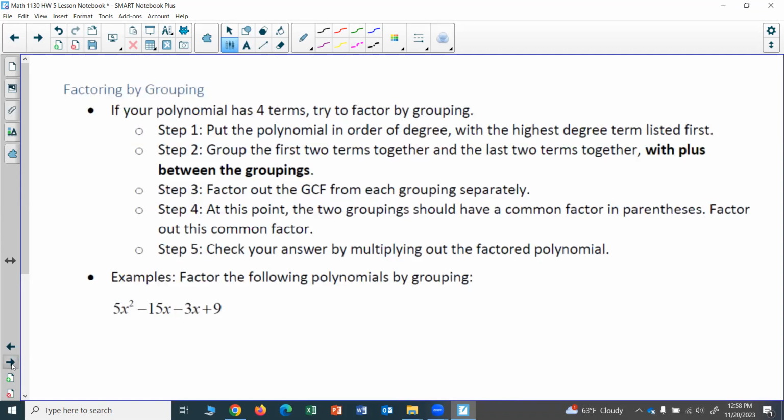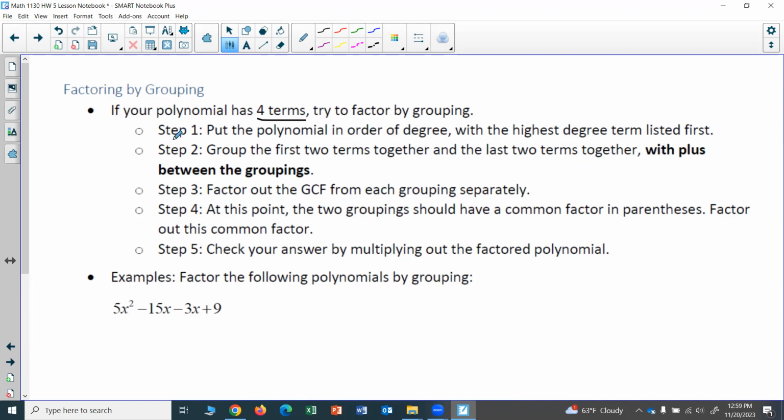Now we're going to look at factoring by grouping. The reason we're looking at this in conjunction with the GCF is because we do a lot of factoring out the greatest common factor when you're doing grouping. Grouping is good if your polynomial has 4 terms, because you're going to group 2 terms together in the first set and 2 terms together in the second set.